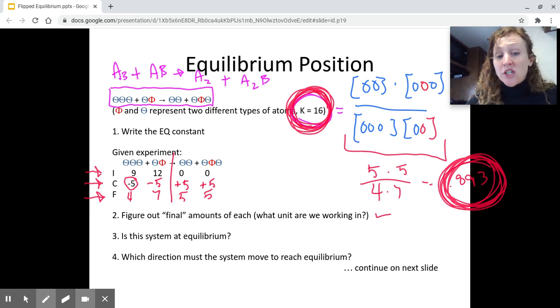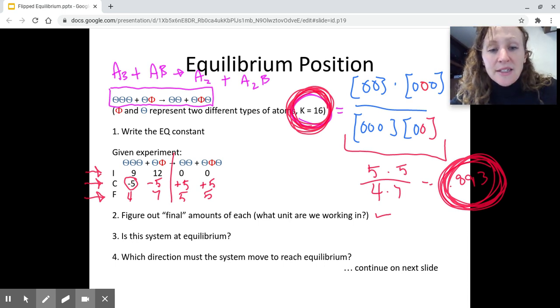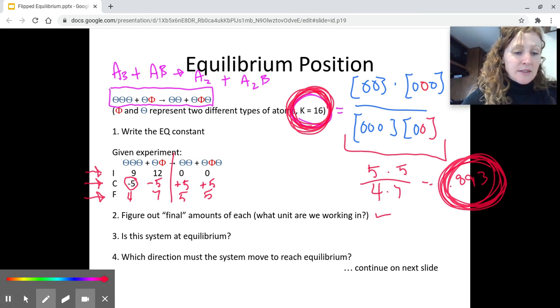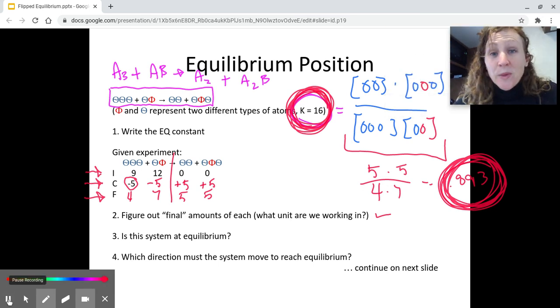So in which direction should the system move to reach equilibrium? All right, that's our next concept that we're going to talk about, and we'll actually pick that up next time. Okay, so let me know what questions you have. We'll practice this together. I will see you in class.